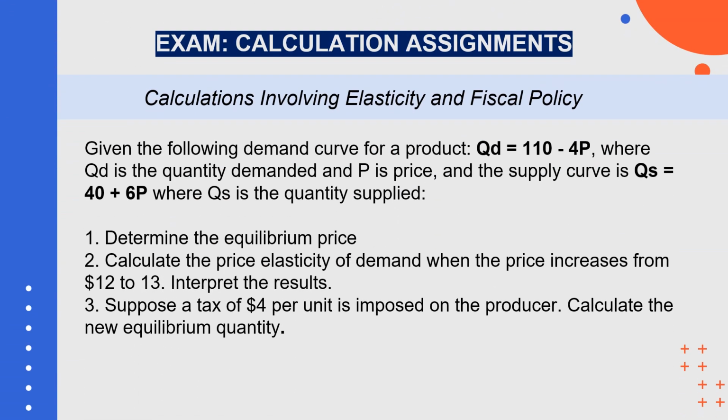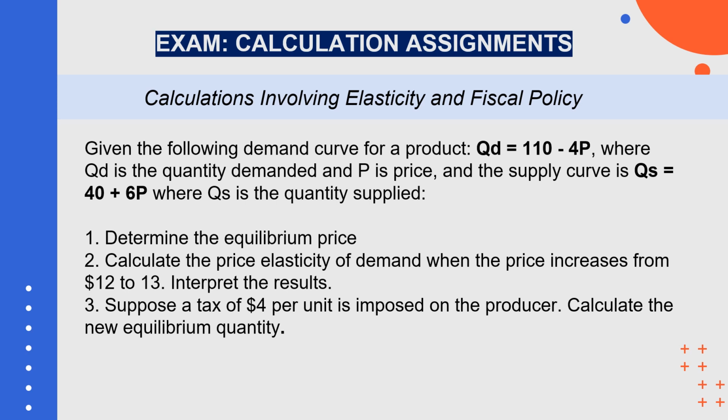So that's how an average classic task may look. You'll be presented with the formulas of demand, which states QD equals 110 minus 4P, and QS as standing for supply. Please pay attention to these letters. Don't confuse QD with QS. So the supply formula is 40 plus 6P.